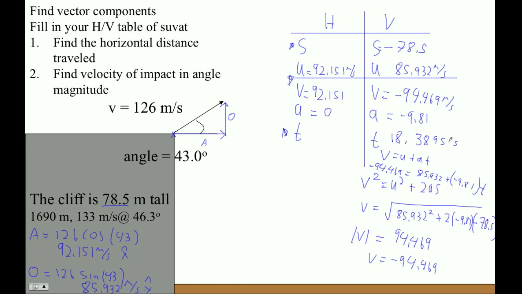seconds. I'm going to store that in t. Okay, and then that's the time on this side, so it's 18.3895 seconds. And now we can figure out s. S is just ut. So it's going to be 92.151 times 18.3895. This is s equals ut. It's really plus 1/2 at squared, but a is 0. Okay, so that guy times, and I got 1694.